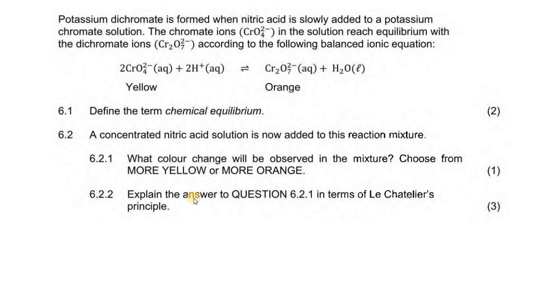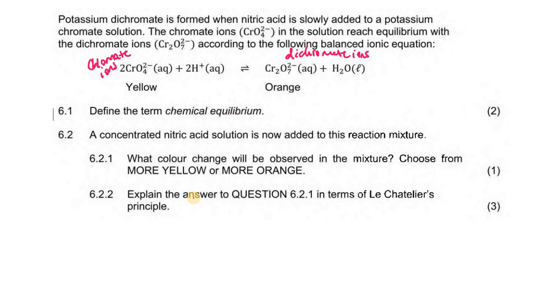So we're told that potassium dichromate is formed when nitric acid is slowly added to a potassium chromate solution. The chromate ions, as you can see, these are the chromate ions there in the solution. They reach equilibrium with the dichromate ions. So these ones here are the chromate ions. Maybe we can just write it here. Chromate ions. And then these ones are the dichromate ions.